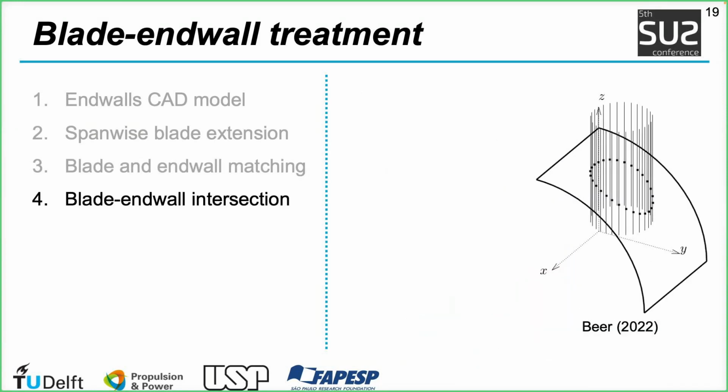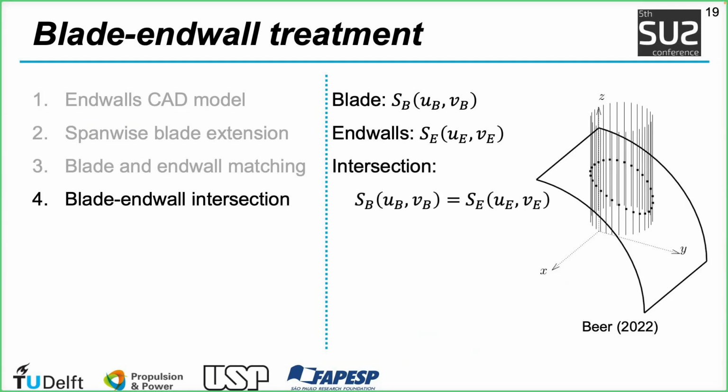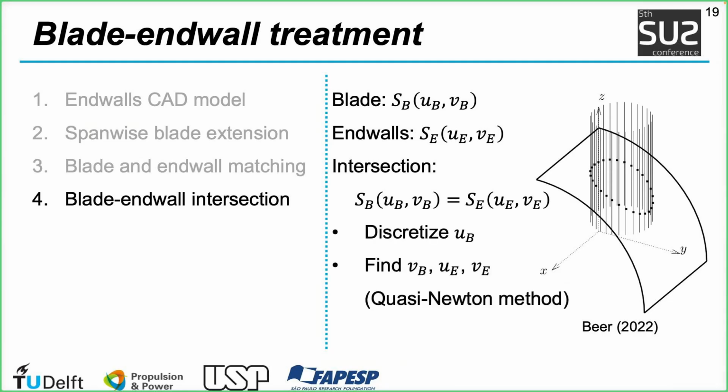The next step is to calculate the blade end wall intersection. So we have a model of the blade with CAD parameters UB, VB. We have the end wall model with CAD parameters UE, VE, and we want to find the points that satisfy the intersection, which is this equation. How do we do that? We discretize UB, which is the streamwise direction from leading edge to trailing edge, and we find all the other parameters also using an optimization algorithm.